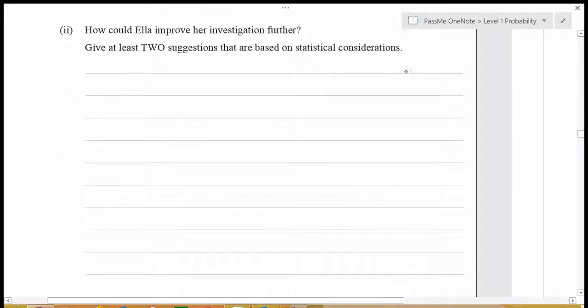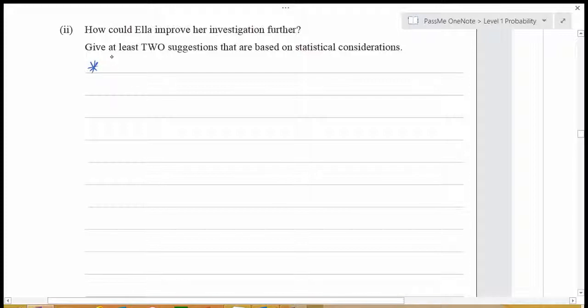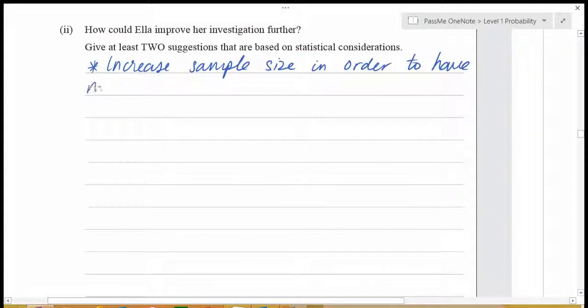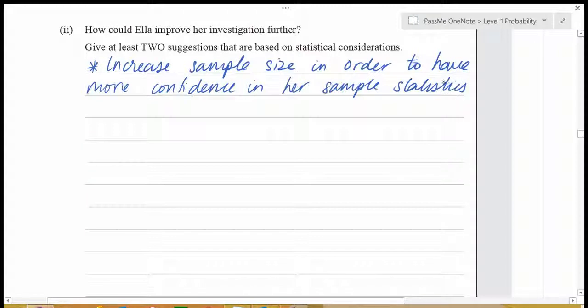So we'll maybe answer this in a bullet point style. So we'll say increase sample size. Okay, there's our first one. Basically to bring more confidence and reliability into our samples. So in order to have more confidence in her sample statistics and graphs. Okay, so that's one reason. What other reasons do we have?